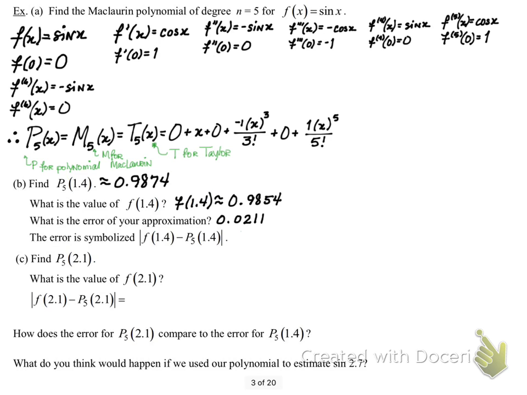Using your calculator, you can find the approximate value of the Taylor polynomial at 1.4 and the function value at 1.4. Using that information, you can find the error in your approximation. It is important to note that your error will always be an absolute value. Now I want you to go ahead and try to find the Taylor polynomial approximation at 2.1 and the function value at 2.1 using your calculator.